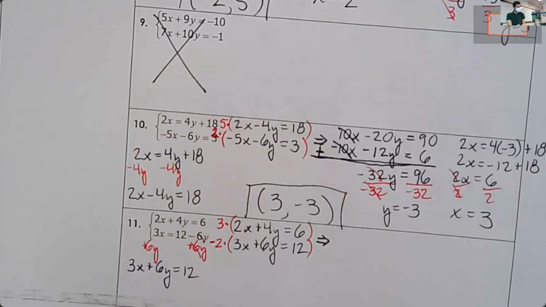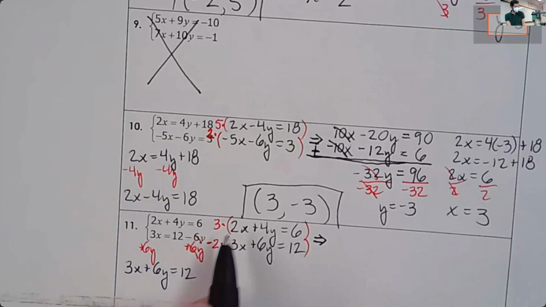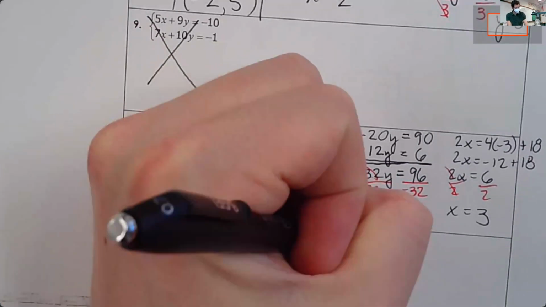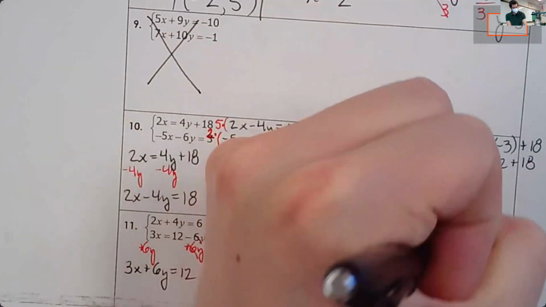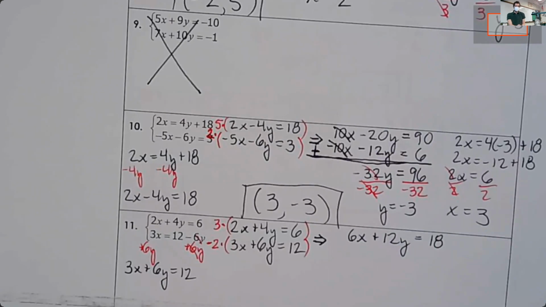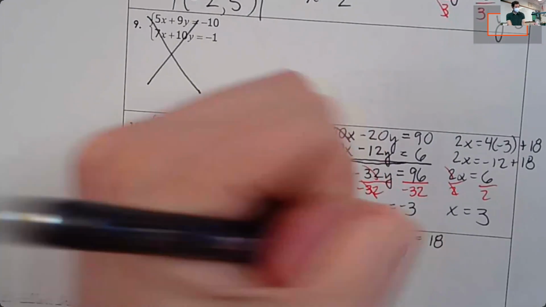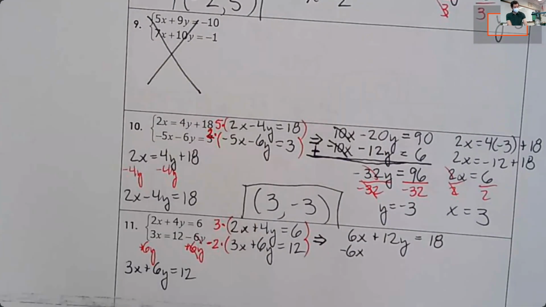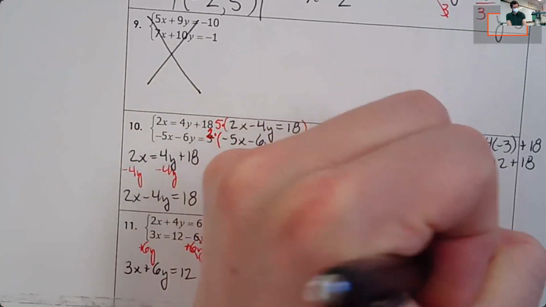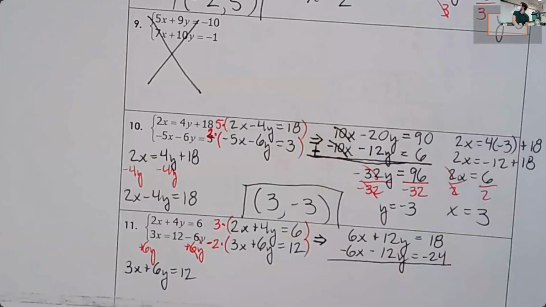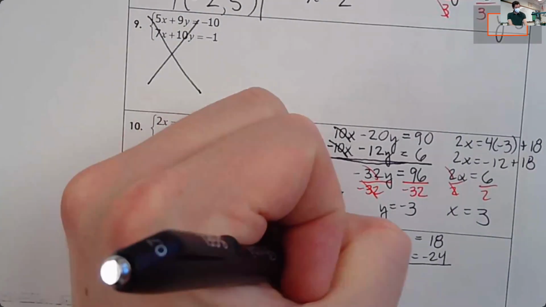So the top equation gets multiplied by 3. So 3 times 2x is 6x. 3 times 4y is 12y. And 3 times 6 is 18. On the bottom, negative 2 times 3x is negative 6x. Negative 2 times 6y is negative 12y. Negative 2 times 12 is negative 24. So we got everything lined up. We have opposite values, which means we add the two equations together.